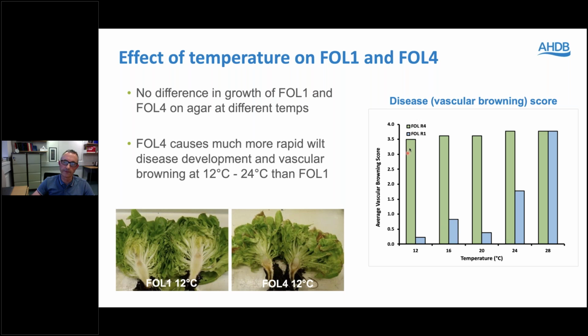So the graph just shows you the amount of vascular browning, the amount of disease, and you can see it's far higher at these temperatures between 12 and 20 degrees C for race 4 compared to race 1. And race 1 really doesn't get going until the temperatures get quite high, around 24 degrees. So we believe then that this race 4 can operate at much lower temperatures.